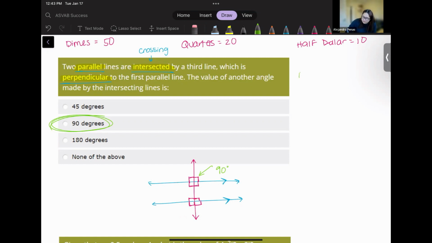So again, parallel means, I like to think of it as the two L's in the middle. They never cross each other. Perpendicular is the complete opposite. It crosses and forms 90-degree angles. And like I said, intersected is a fancy word for crossing.